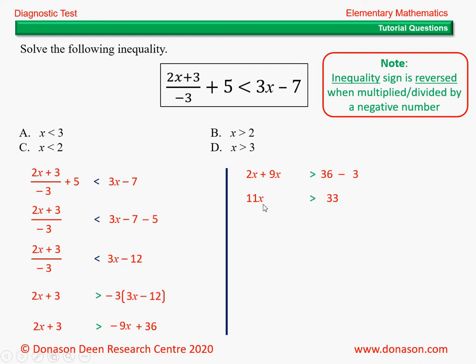Now 11x means 11 multiplied by x. So if I throw it over to the other side, it becomes a division. Now I'm dividing by a positive number, therefore the inequality sign can stay as it is. Divided by a positive 11, therefore x must be greater than 33 over 11, which is a pretty simple calculation. That should give you 3. Hence, x must be greater than 3 is your solution.